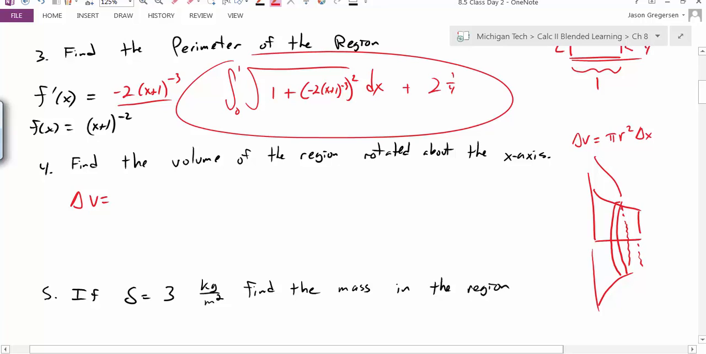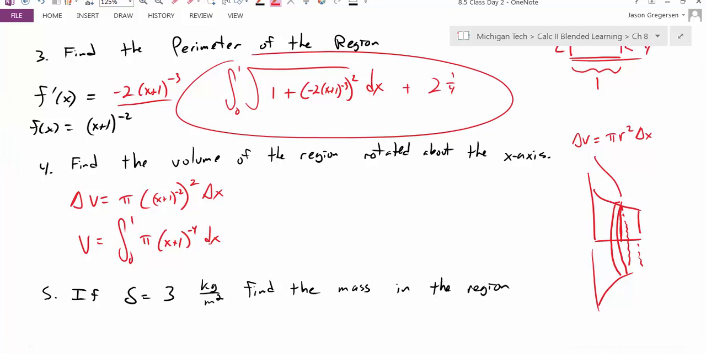The distance of the function. This is my radius if I draw it on here, and that is just the distance from the axis to the function. So it looks like my volume slice is pi times (x plus 1 raised to the negative 2 power) all squared, delta x. That's my pi r squared. And the total volume would be the integral from 0 to 1 of all that stuff. Any questions about this one?